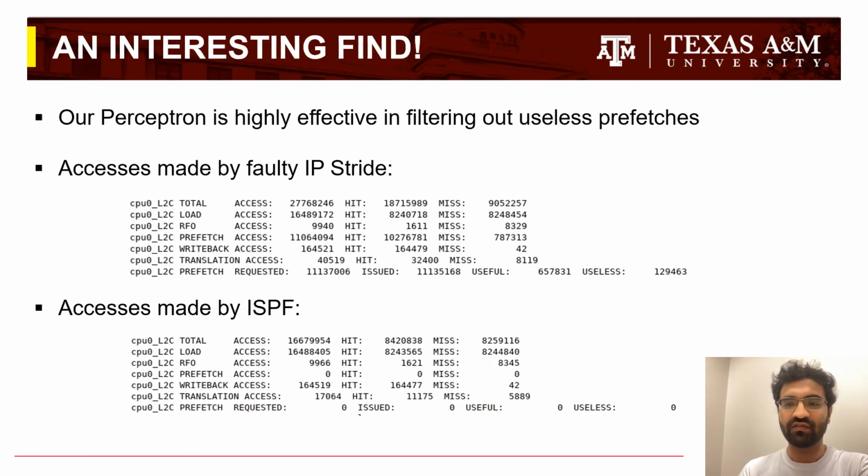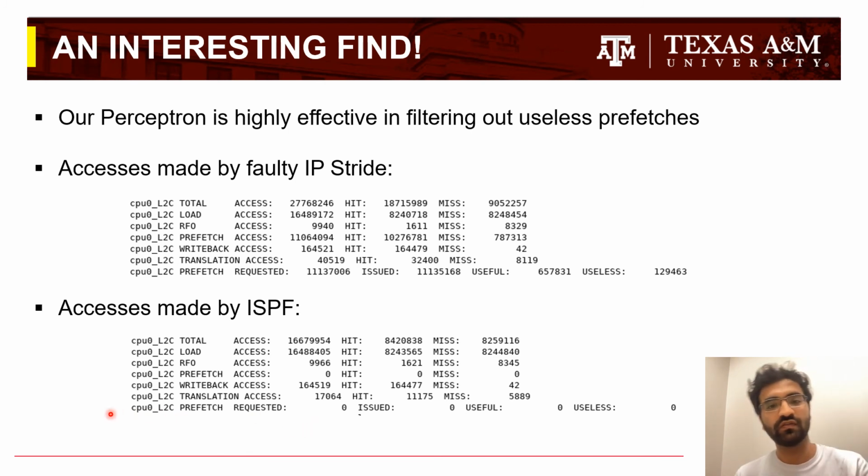We found a very interesting thing while evaluating our ISPF during initial stages. As we can observe in these two screenshots, these are the accesses made by the original IP stride, and these are the accesses made by the Perceptron IP stride. As we can see, all the requests made by the baseline prefetcher are filtered out here, and there's no request that is being sent to the memory.